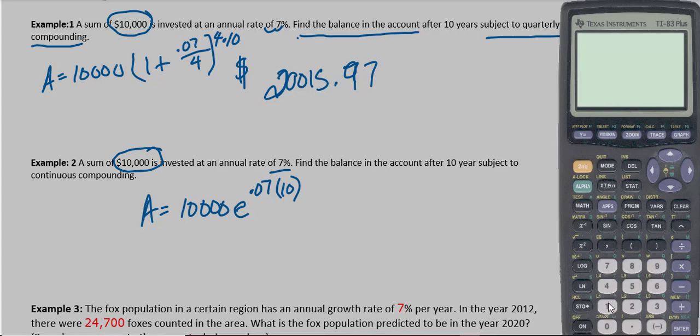And let's see, we have $10,000. We have our E, which is usually second LN, and then we do 0.07 times 10, or you could put in a 7. And we get $20,137.53, because remember, you always want to round to your nearest cent.